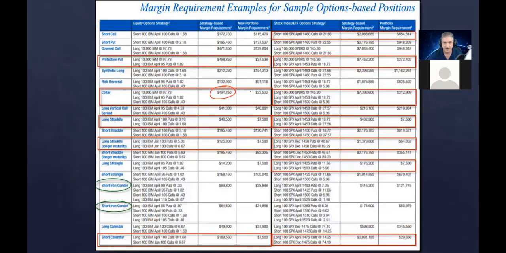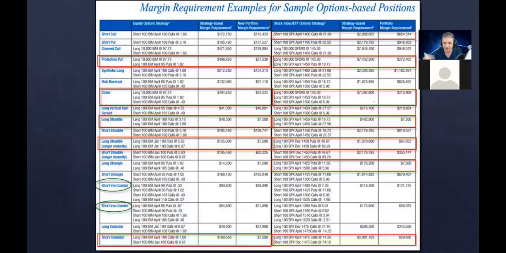like a collar, if you do collars on equities, notice here, a 100 contract collar is going to cost you almost $500,000 in margin, right? If you're doing that with PM, it's going to cost you $33,000. Okay, so the differences can be staggering, right, between the two.